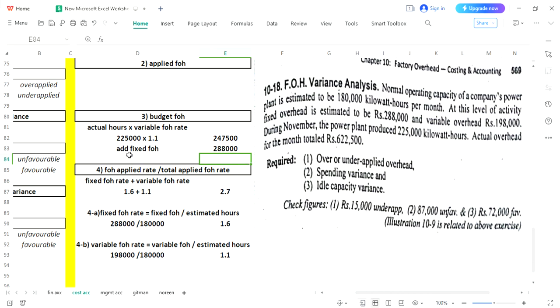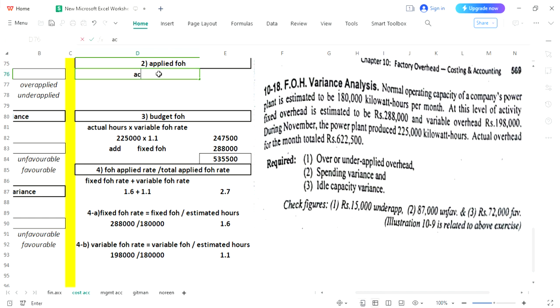Because what is written over here? Add fixed FOH. A little more distinction we may create. Add fixed FOH. So the first answer was 247,500. Then add fixed FOH, 288,000. So here you have got your budget FOH as well. The third step is completed. Now come to the second step, applied FOH.